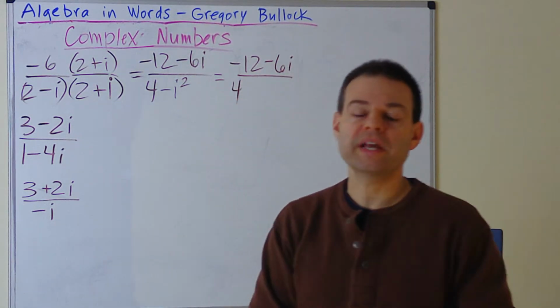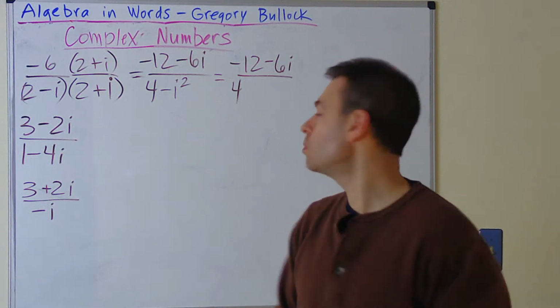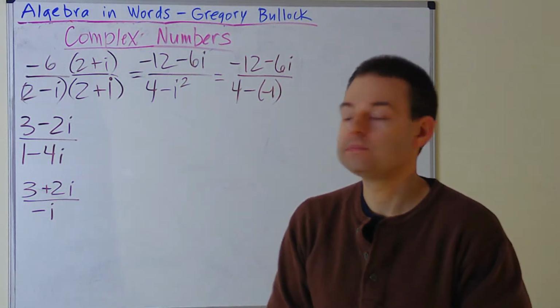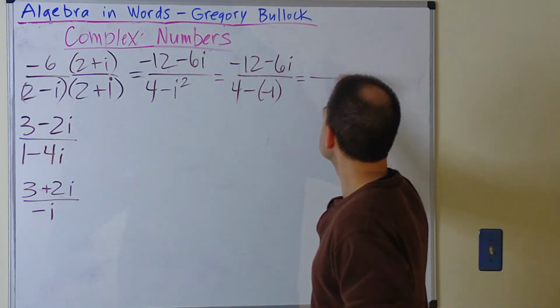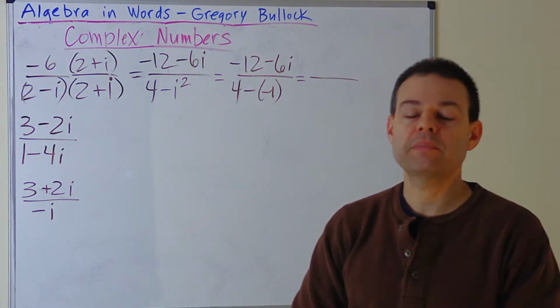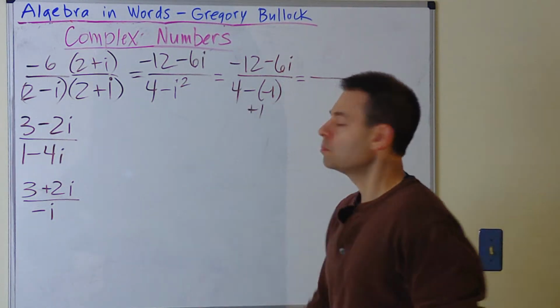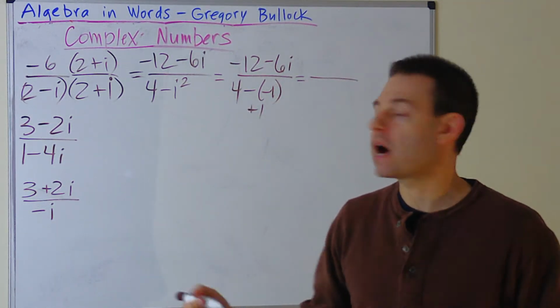So in the bottom we're going to have 4 minus negative 1. And that's going to now become 4 minus negative 1, which is 4 plus 1. 4 plus 1 is 5.